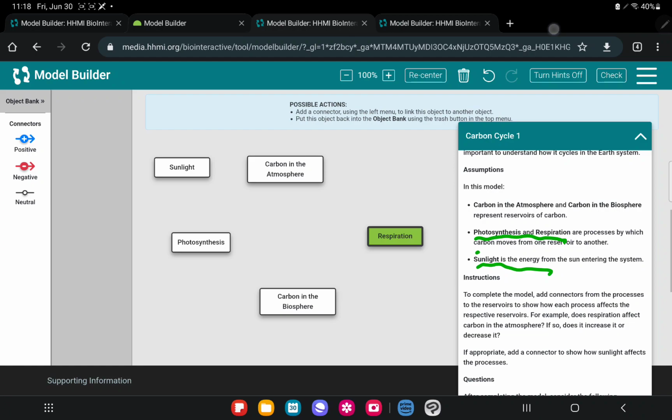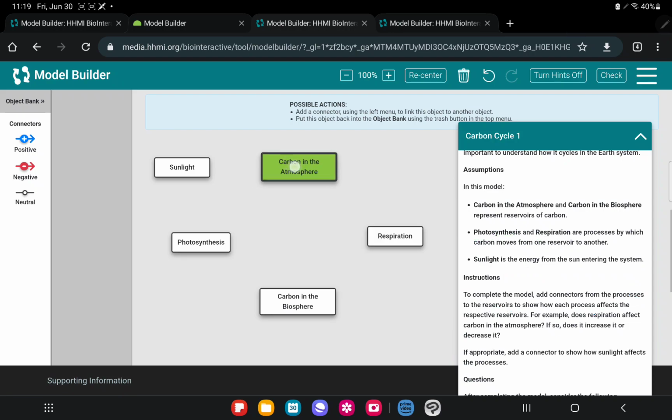And then let's look at the instructions. In the instructions, you're to add connectors from the processes to the reservoirs to show how each process affects the respective reservoirs. So while it's called a carbon cycle model, we're really looking at how the processes affect the reservoirs. Okay, so let's take a look at how to build these models.